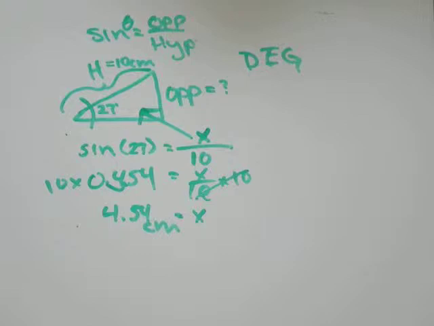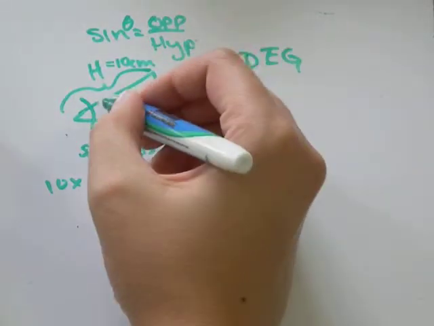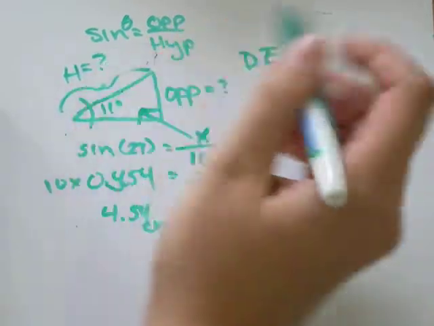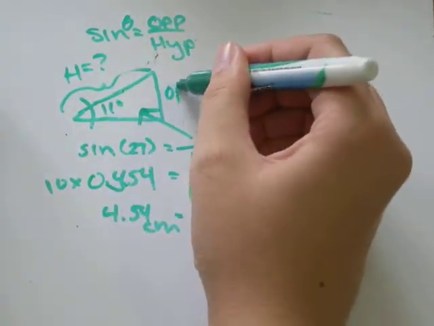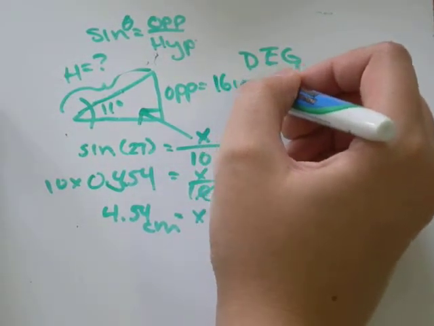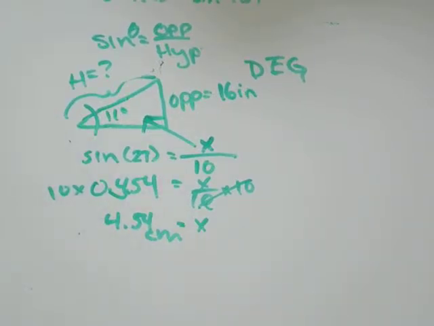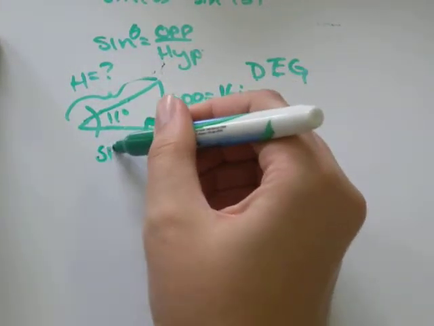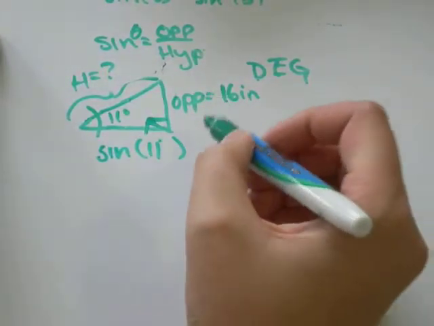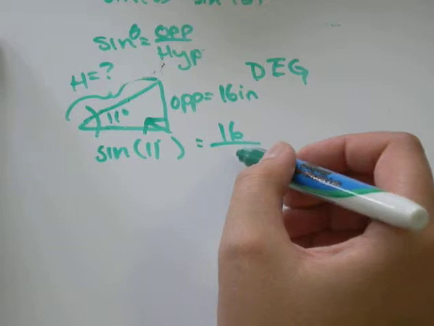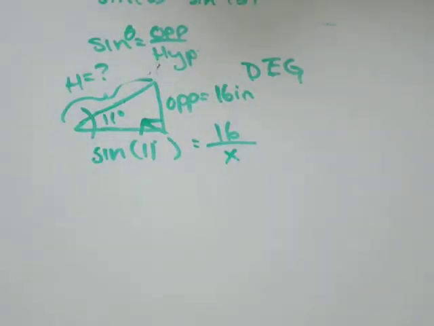Let's do another example where we're going to have the hypotenuse as our unknown. So let's say this angle is 11 degrees, our hypotenuse is unknown, and our opposite equals 16 inches, and we're going to figure out the length of the hypotenuse. So we'll go sine theta, in this case theta is 11 degrees, equals opposite, 16 inches, divided by hypotenuse, our unknown. You can leave it as h, or you can change it to any variable that you want.